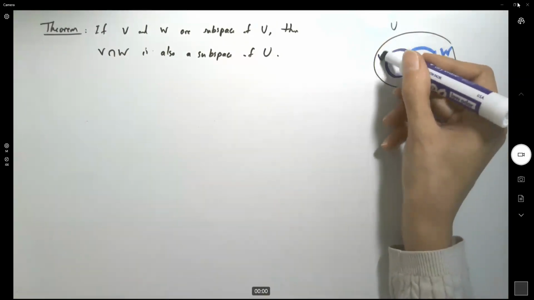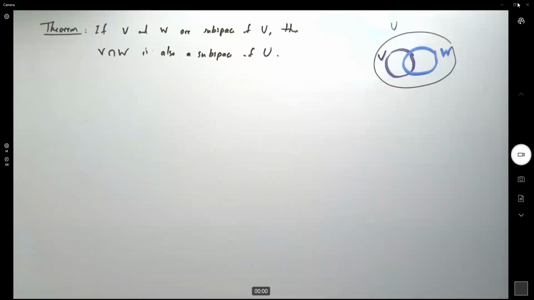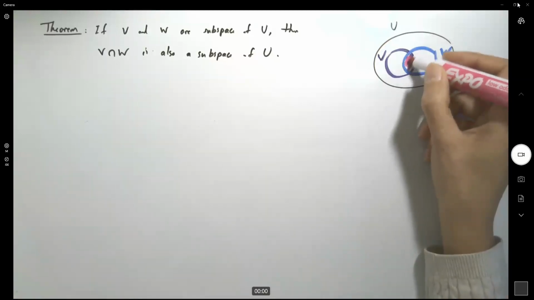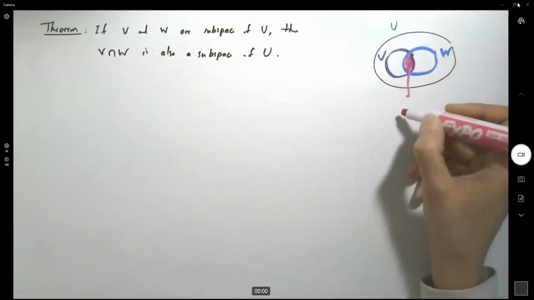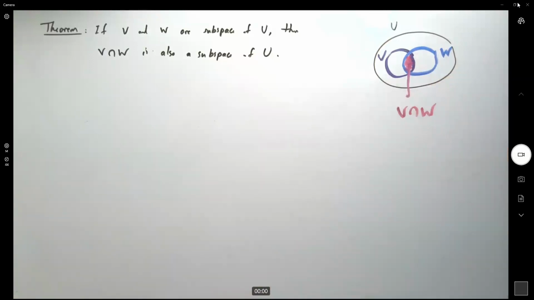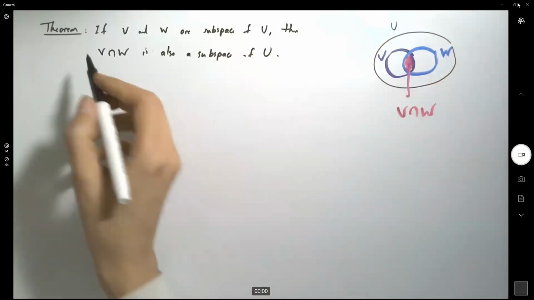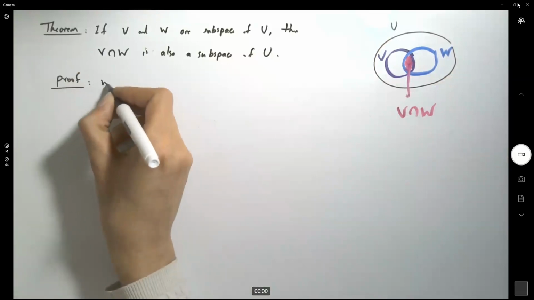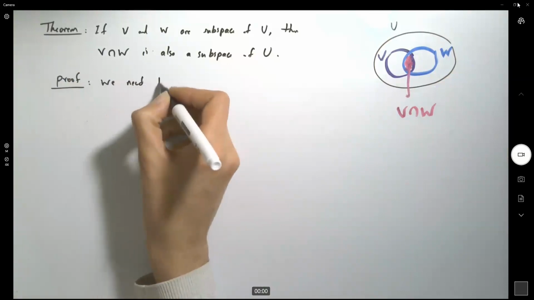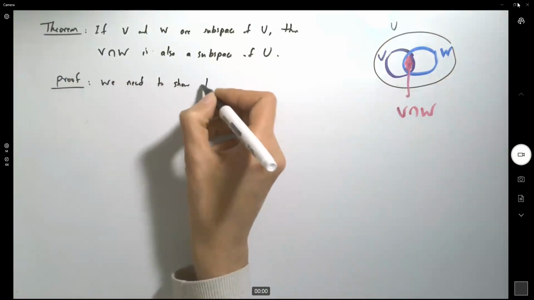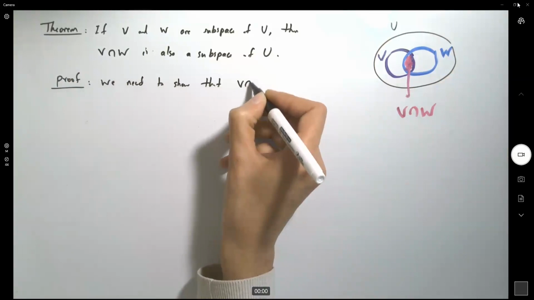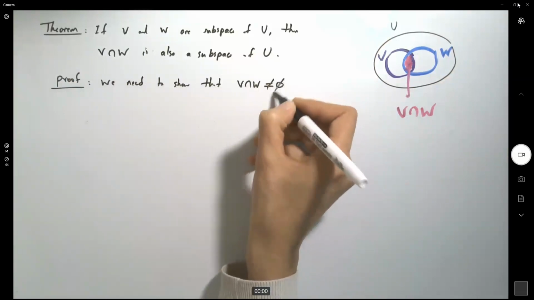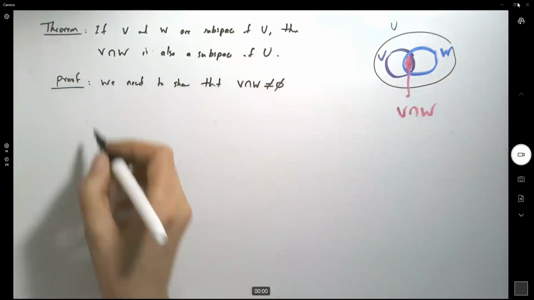So this is V intersection W. Okay, here we go. I'm sure that this guy is also a subspace. Perfect. So let us start the proof. We need to show that this intersection is non-empty. This is our very first step.